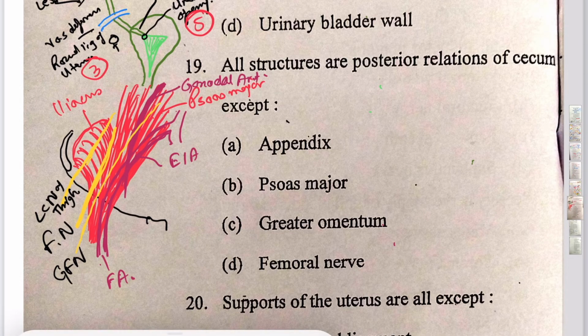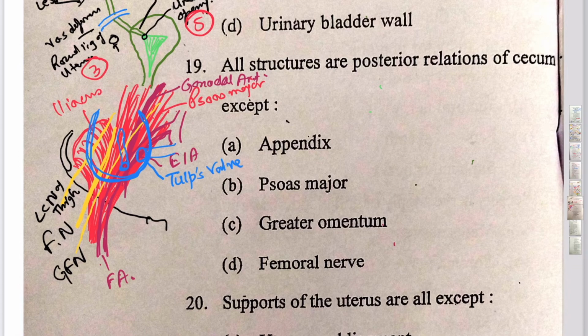This is the location of the cecum. You will find the cecum placed like this over here, and here is an orifice, the ileocecal valve, and here is another orifice. From here, the appendix, no doubt, has a lot of positions, but the most common position of the appendix is retrocecal, so it will also be behind the cecum here. The ileocecal valve is also called Tulp's valve. The valve here at the opening of the appendix into the cecum is called the valve of Gerlach. So I hope you understood all of them.